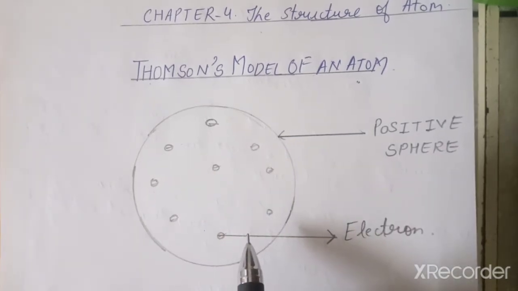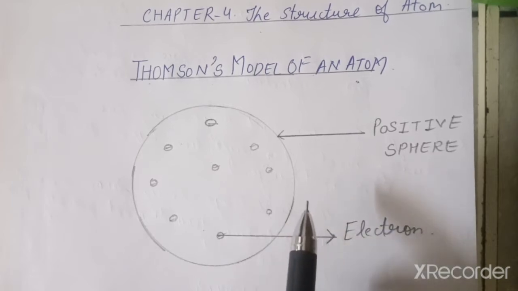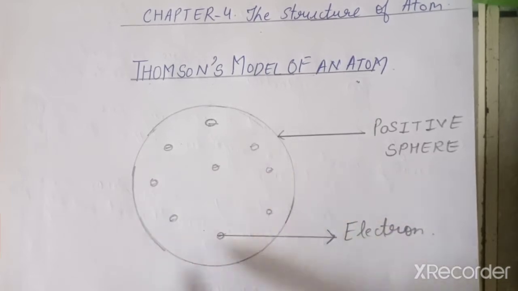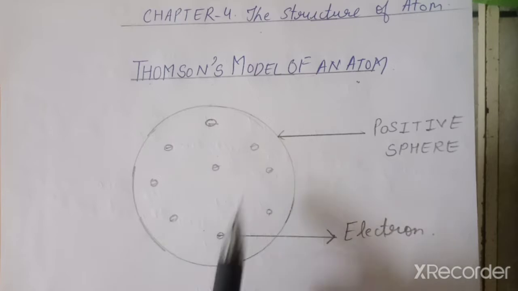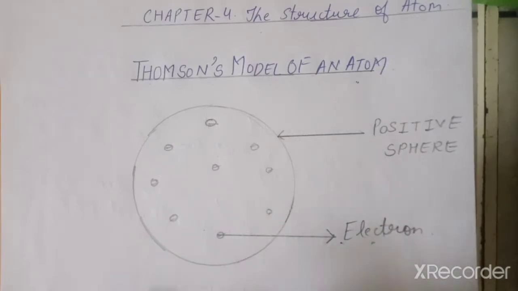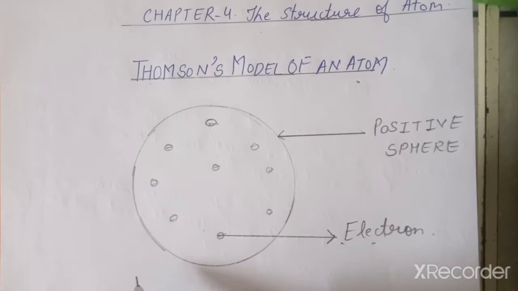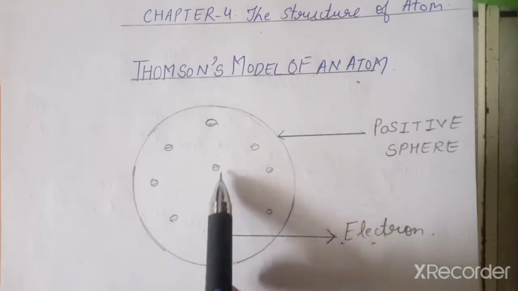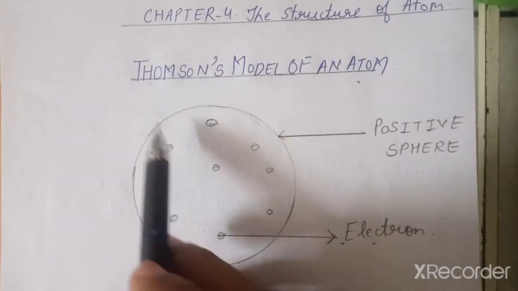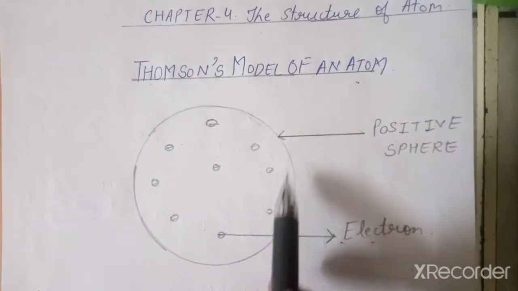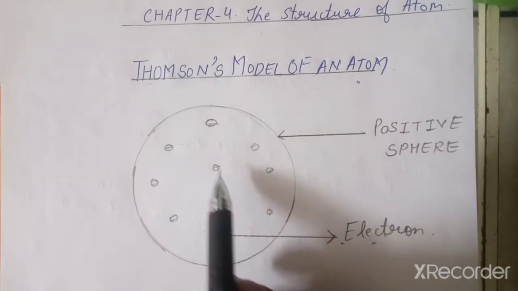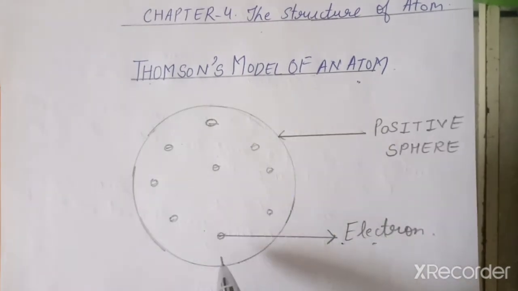Now, this Thomson model of an atom can also be compared with a watermelon, in which the red part is considered as the positive sphere, and the seed part is considered as the electrons. In the NCERT it is also explained as a Christmas pudding, in which the raisins are the electrons and the cake part is the positive sphere. So Thomson said this is the positive sphere in which the electrons are embedded, and this positive charge is equivalent to the electrons present, so that the atom is electrically neutral.